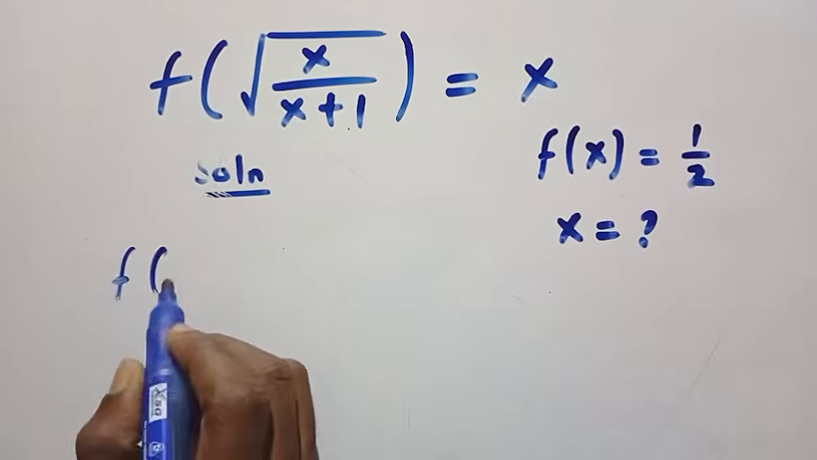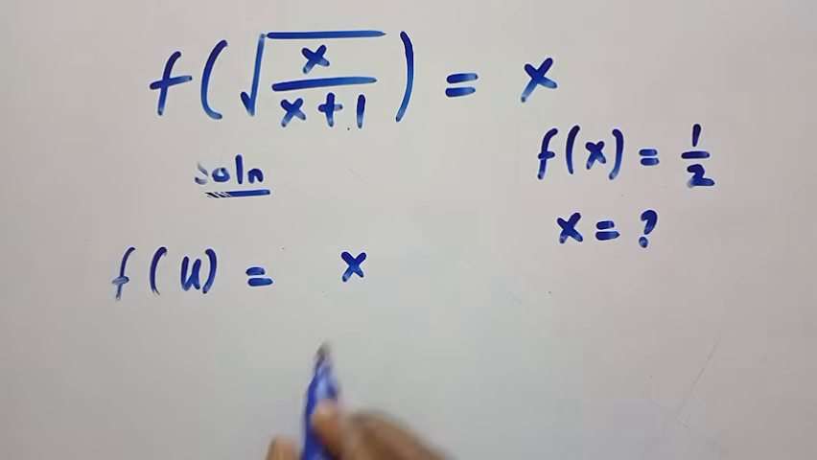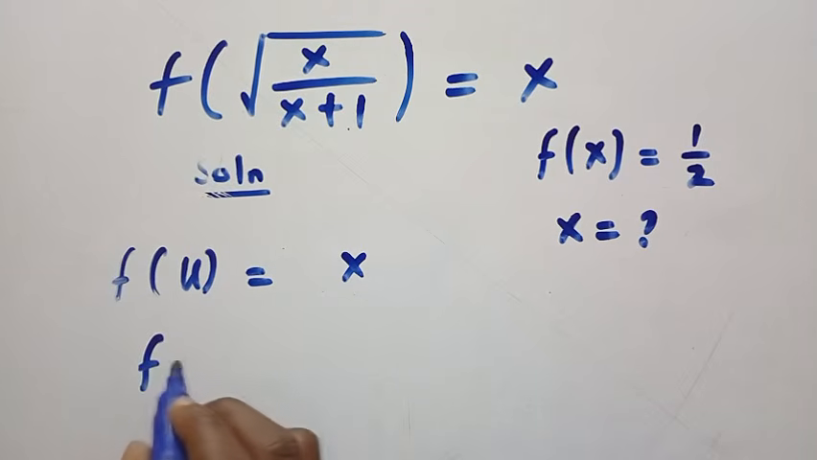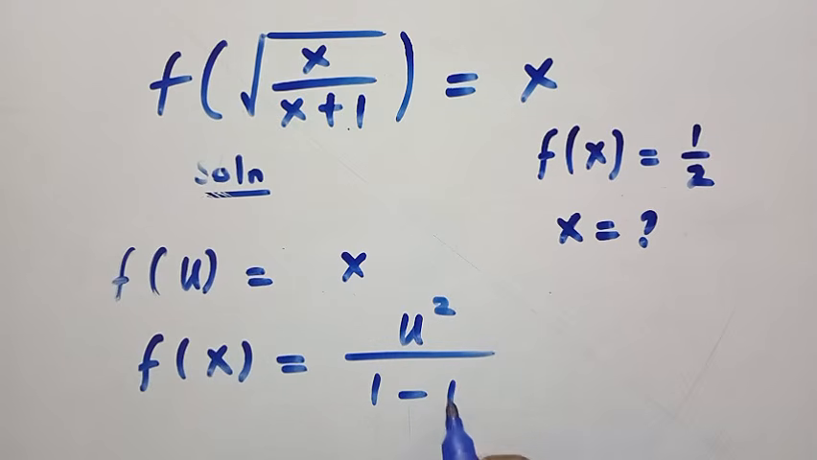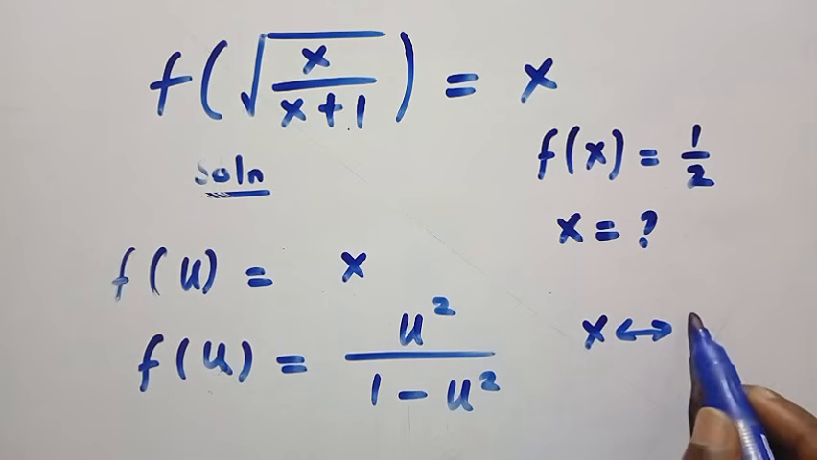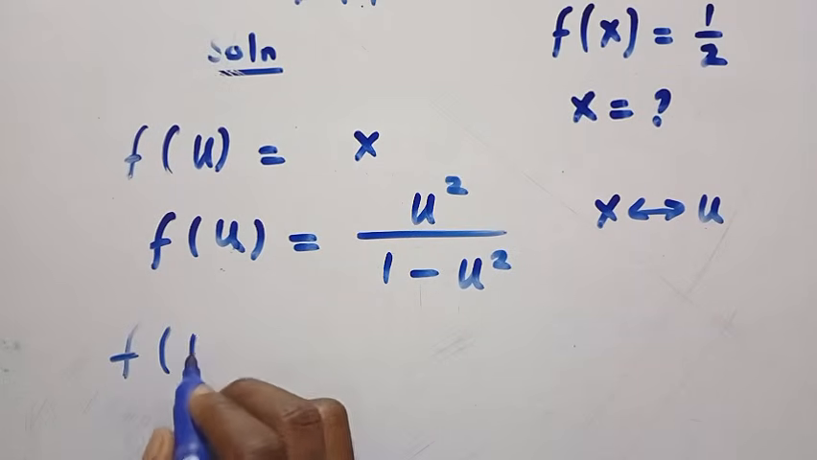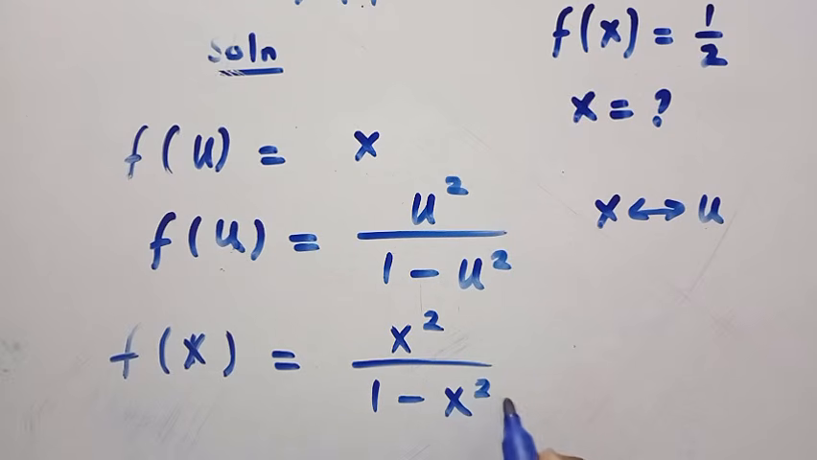From here, since we let the whole of this to be u, we have f of u equals x. But x now is u squared over 1 minus u squared. So we have f of u equals u squared divided by 1 minus u squared. Then by replacing u with x, both of them being members of the real numbers, our f of x gives us x squared divided by 1 minus x squared. So this is what we have for f of x.